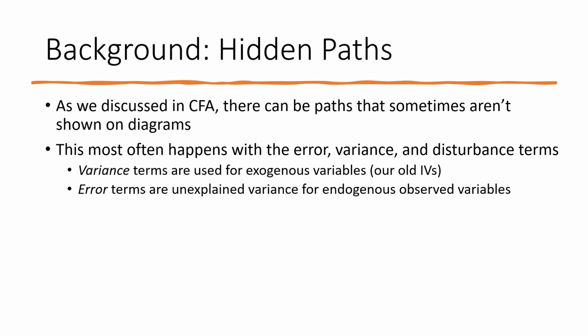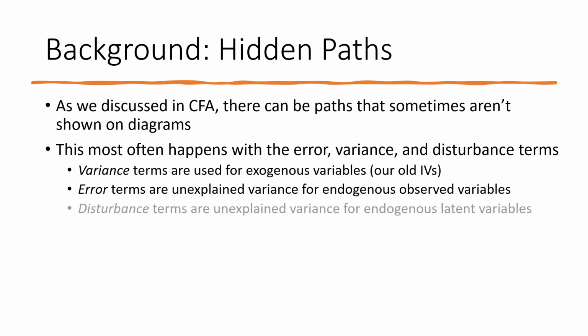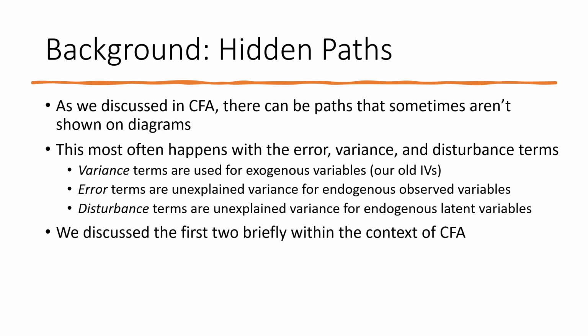Now, the important thing on this particular bullet is that the error terms are for unexplained variance in endogenous observed variables. And I say that because then we have disturbance terms, which is the exact same thing, except it's for endogenous latent variables. So there's a very close relationship between error and disturbance, with error being regarding the observed variables and disturbance being regarding the latent variables.